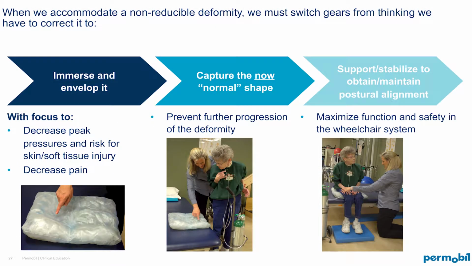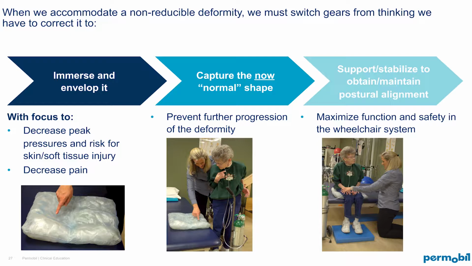So as I mentioned before, I know I am guilty as charged. We as therapists have the tendency to want to try to fix everything, right? However, if it's a non-reducible postural abnormality, we can't say, oh, there's nothing that I can do. We can't say that either, but we have to switch gears from I have to fix it to I have to immerse it and envelop it with the focus to decrease peak pressures, which might injure the soft tissue and the skin under that bony prominence. And we also have to try to decrease pain.